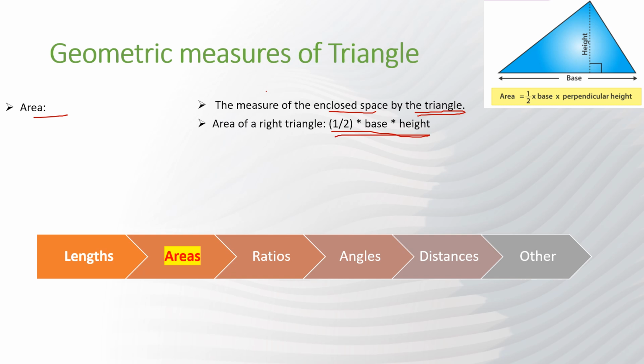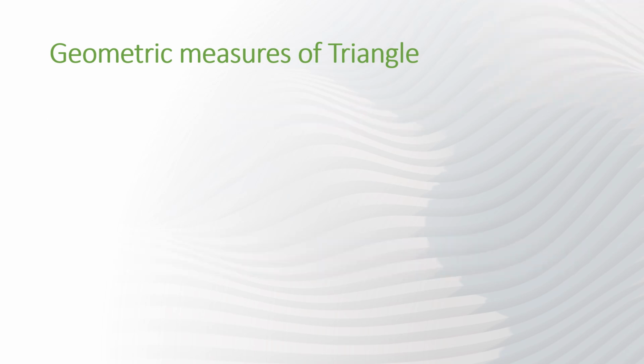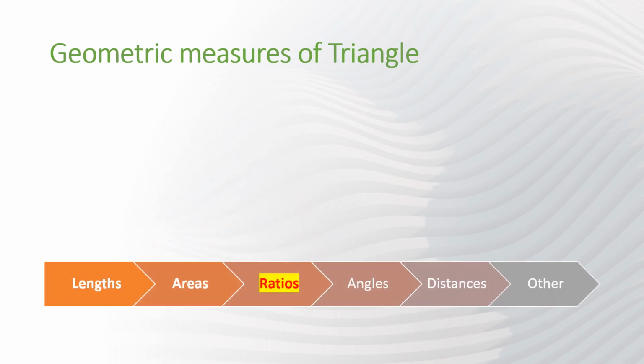Half into base into height. Okay, let's go for some more geometric measures which we can place under ratios. Now look at semi-perimeter. We already learned what perimeter is: the sum of the lengths of all the sides. Sometimes we might be interested in half of the perimeter, the semi-perimeter. So what is semi-perimeter? It is half of the perimeter of the triangle, that is (a + b + c)/2, which we generally refer to as s.